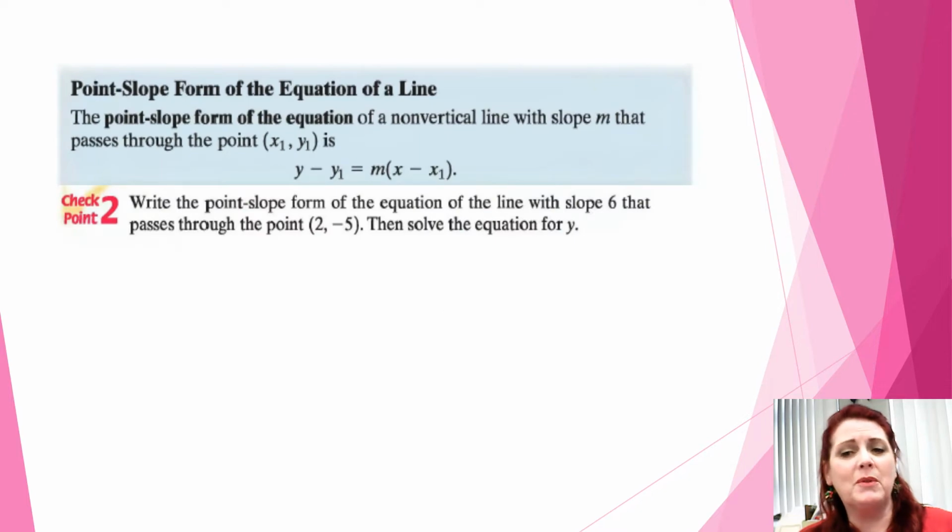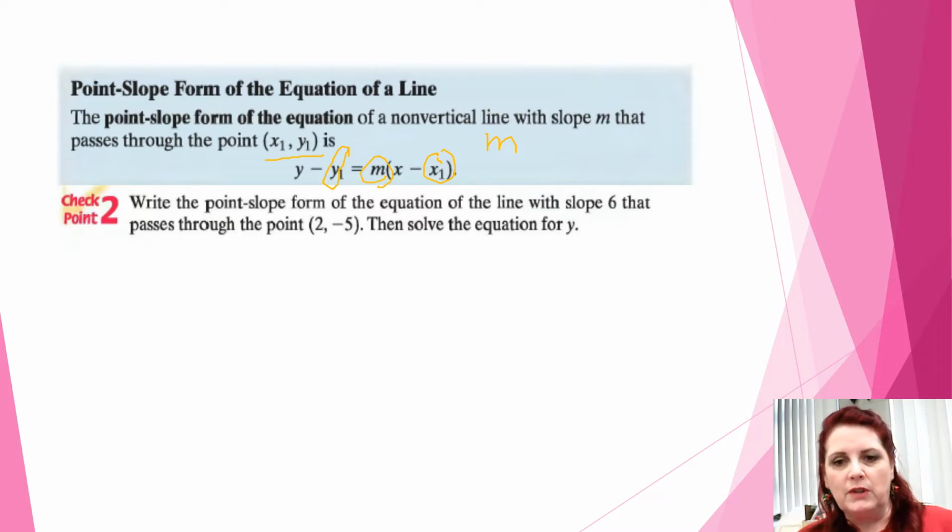So let's take a look at what else we can do with these things. We're going to learn some of those functions or equations for our lines. The first one we're going to learn is called the point slope form of the equation of a line. In the point slope form, you're going to be given a point, x1, y1, and a slope. So this number and this number come from the ordered pair, and this number is going to be your slope.